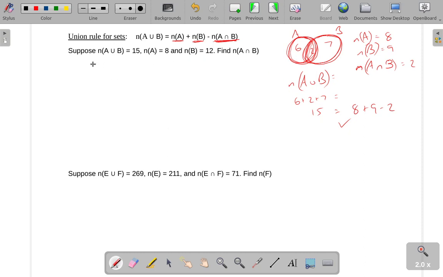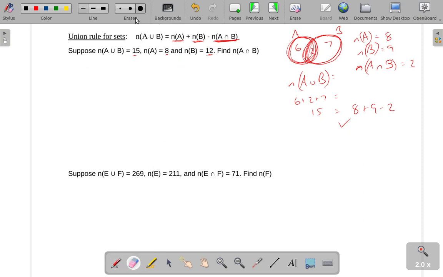Okay, so like I said, it's kind of silly if you already know the breakdowns of these. You could just say 6 plus 2 plus 7. Where it's useful is in a situation like this. We know that A has 8 elements in it, B has 12 elements in it, and, well, it looks like we actually know the size of the union here. So let me see how I could use this.